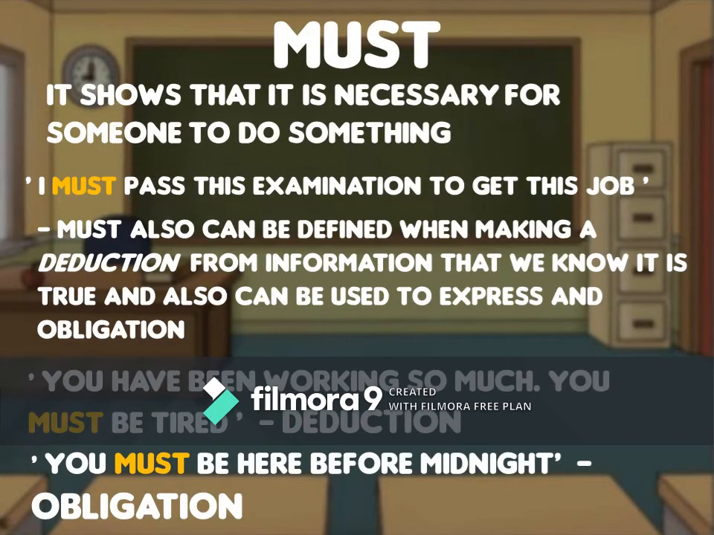Must. It shows that it is necessary for someone to do something. For example, I must pass the examination to get this job. Must can also be used when making a deduction from information that we know is true, and can also be used to express an obligation. For example, you have been working so much, you must be tired is a type of deduction sentence. You must be here before midnight is a type of obligation sentence.